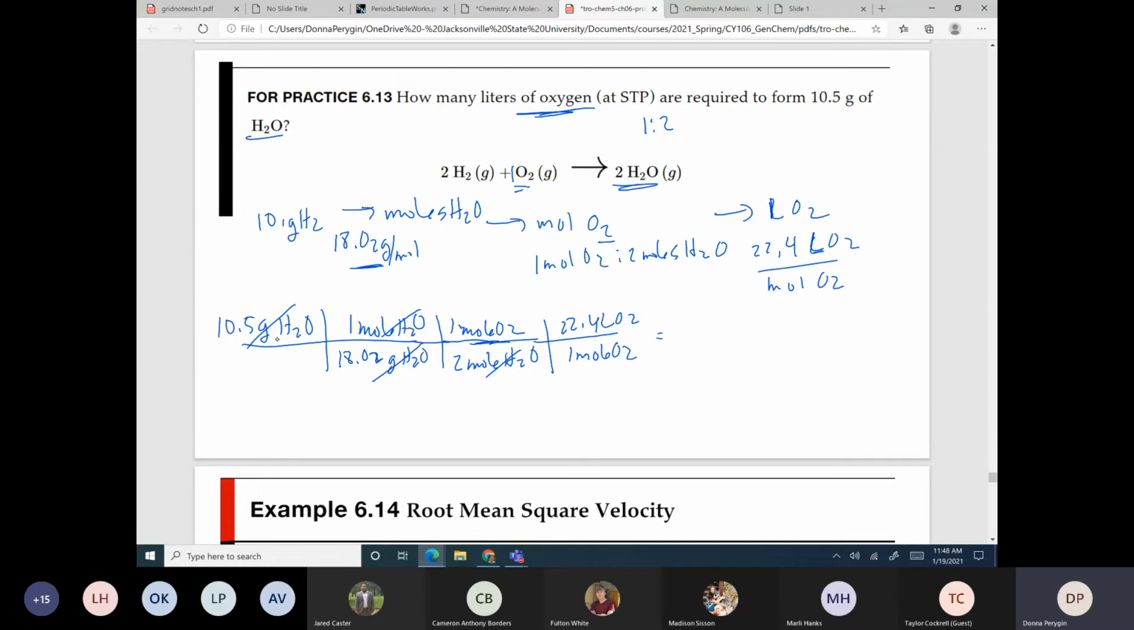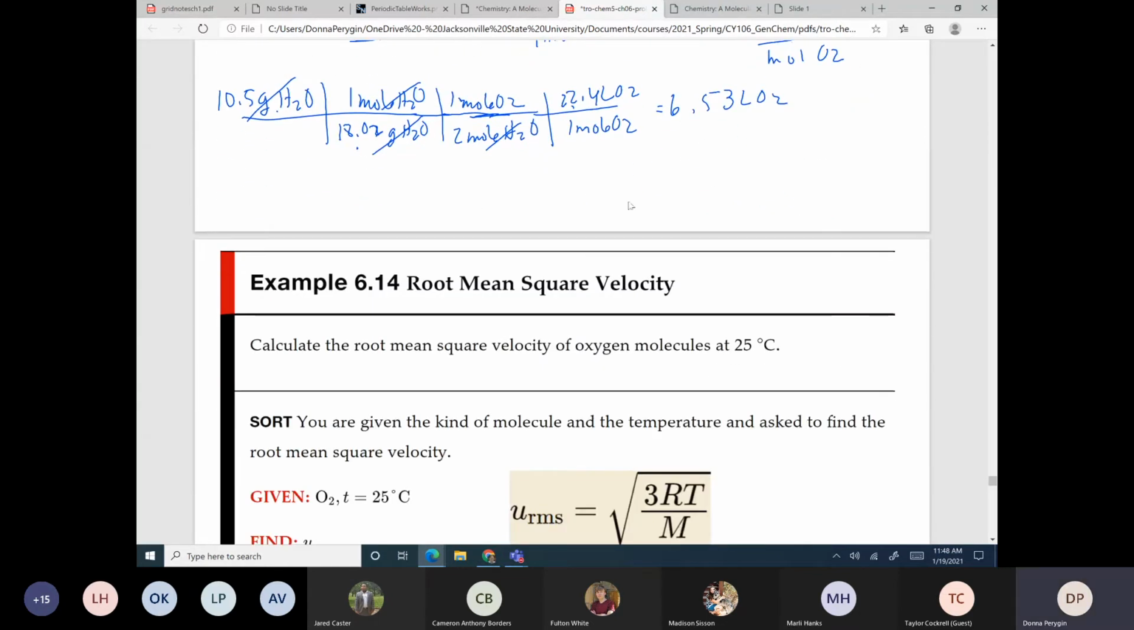So if I multiply 10.5 times 22.4 divided by 18.02 and then hit equals and divide that by 2, I get 6.53 liters of O2, okay? All right, so that would be stoichiometric calculations.